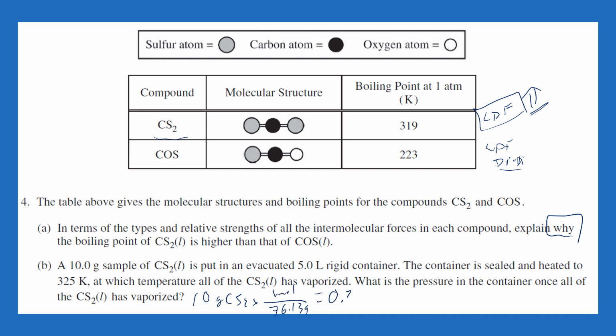So 0.131 moles, and then we can use PV=nRT. So the pressure is what we're looking for. Volume of the container is 5 liters. We have 0.131 moles. Our gas constant is 0.0821, and our temperature in Kelvin is 325. You just need to solve for pressure, multiply on the right side and then divide by 5, and you get the pressure is 0.70 atm.